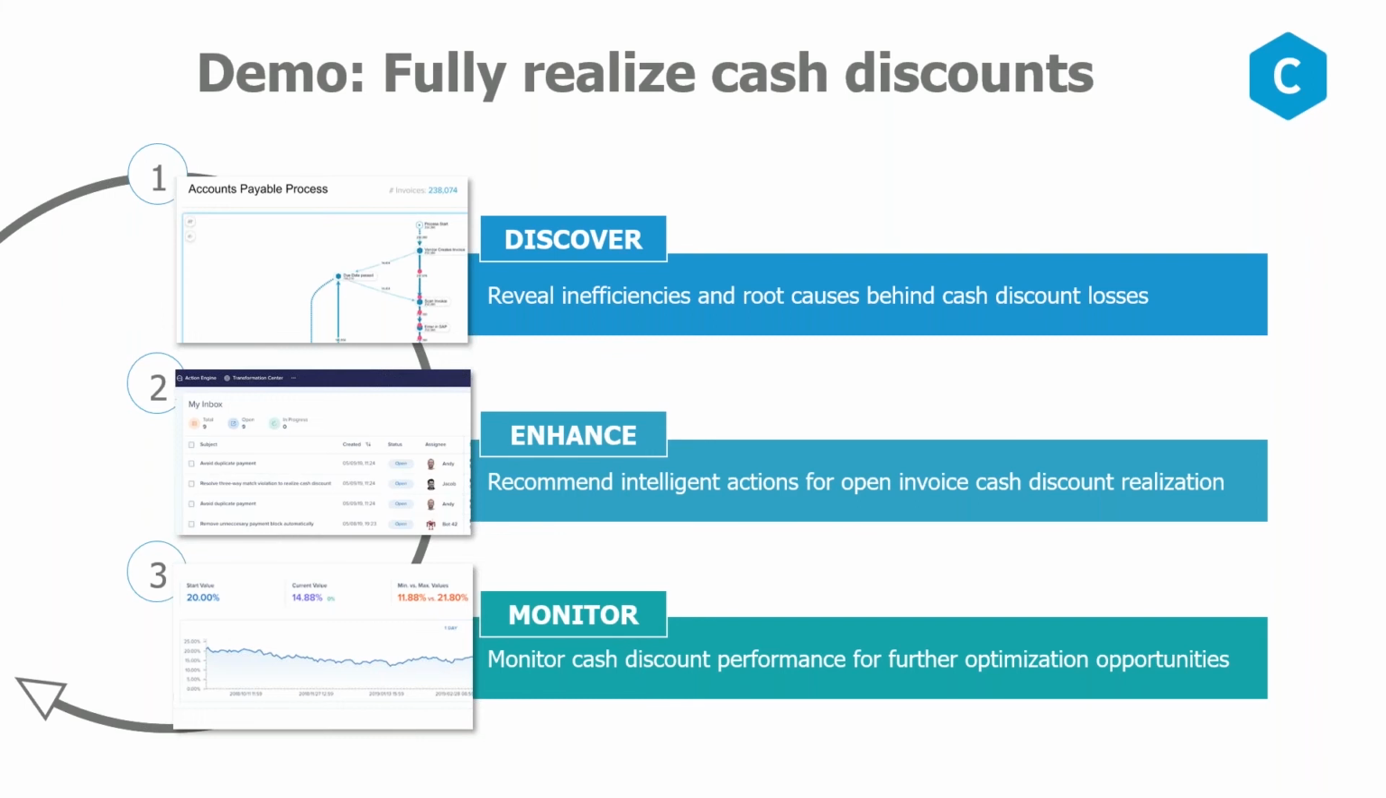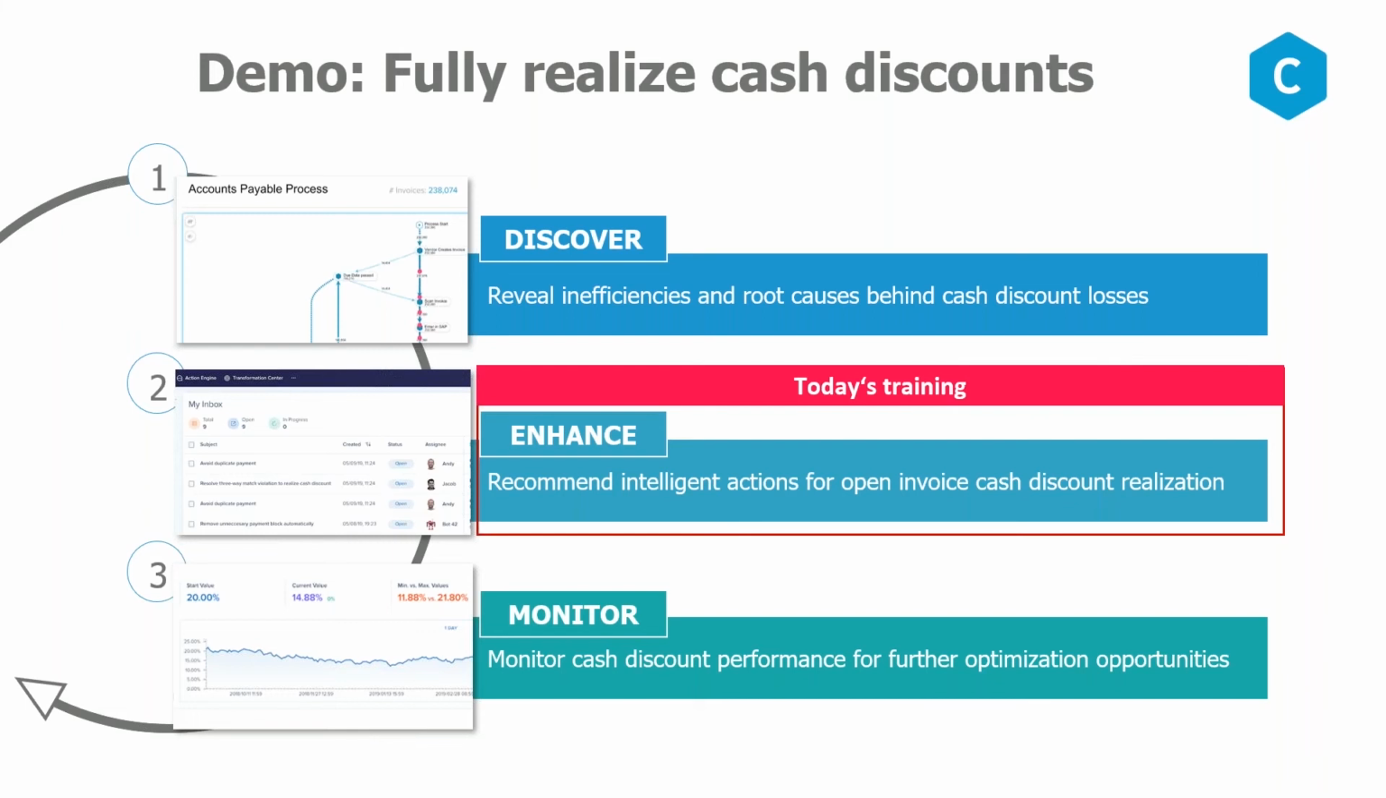That's then the starting point for enhancing ourselves by means of intelligent actions, as an example, how to intervene in open invoices to fully realize the cash discount there. So that's really the action part. And last but not least, we can monitor that by means of the involvement over time to make sure we're actually on track. Today, or in today's training, we're going to focus on the enhance part.